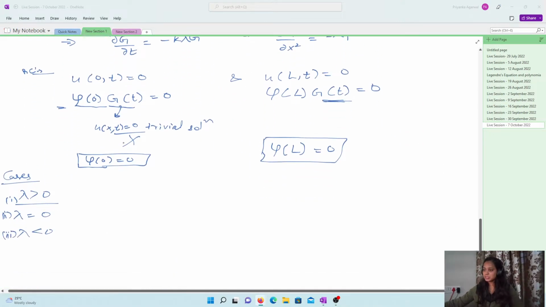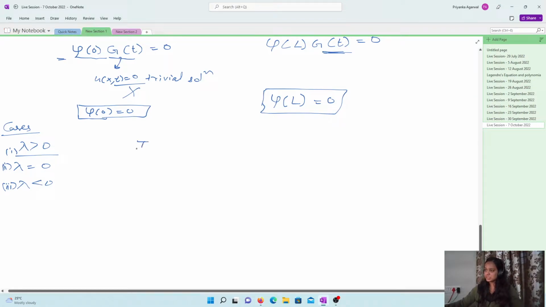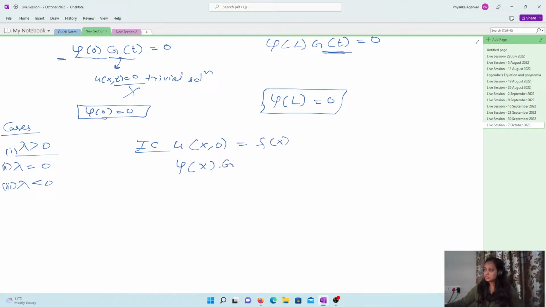Let's look at the initial condition also. So the initial condition says u at x comma 0 equals some f of x, and so this will become psi at any x into g at time 0 equals f of x. Now similarly, we can argue that if this becomes 0, that means u at any position x for all times will be 0, which is not the case, so g at 0 is not equal to 0. So this is our initial condition.